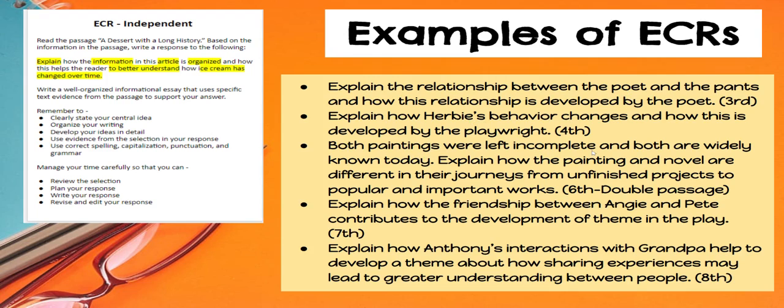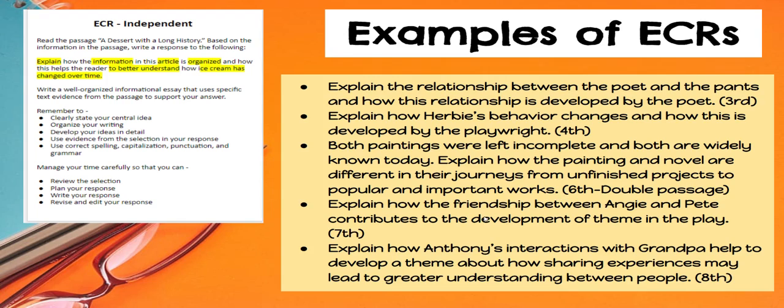So character changes, a relationship between things. Both paintings, this was sixth grade. They didn't have one, like I said, for fifth grade. Sixth grade could possibly be a double passage. I don't think that is the case for third or fourth or fifth, but don't quote me on that. Both paintings were left incomplete and both are widely known today. Explain how the painting and the novel are different in their journeys from unfinished projects to popular and important works. So that was sixth grade.